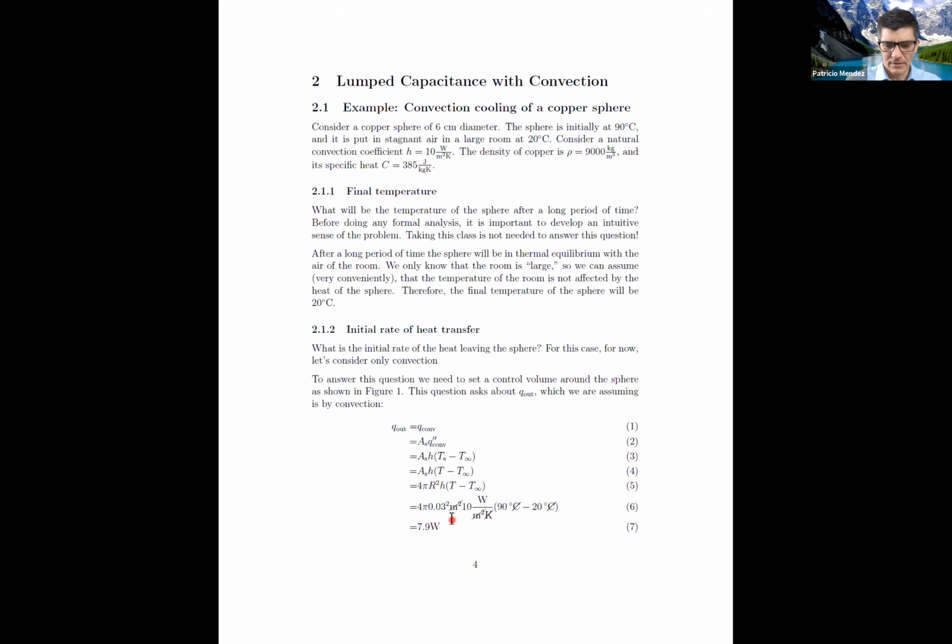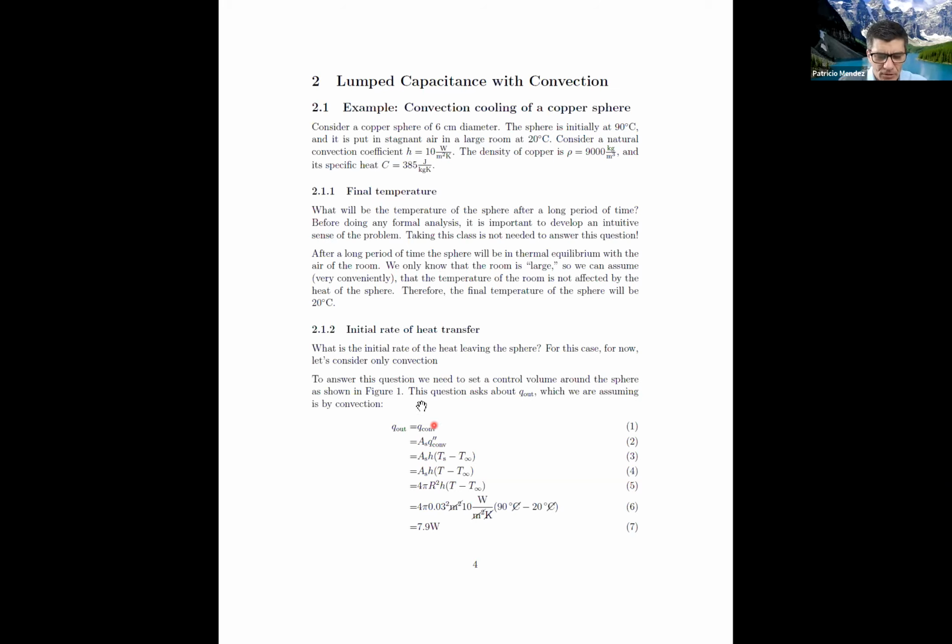Might sound scary. And of course, now it would be much more difficult to ask the question through the chat. But here we go. The heat that is going out by convection. This is what the problem is telling me. Consider a natural convection coefficient. If I wanted, I could add radiation too. And you're going to see later I have a problem with radiation. Let's for now consider only convection at 10 watts per meter square Kelvin.